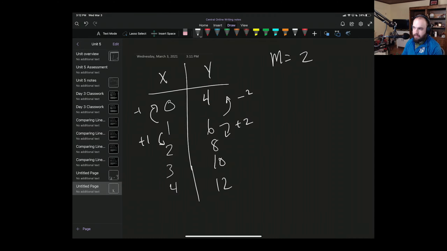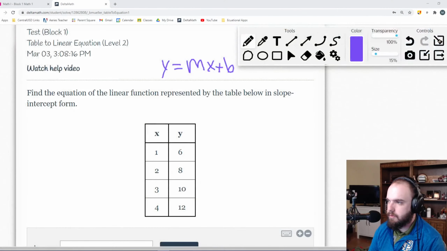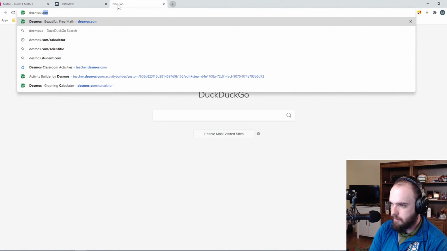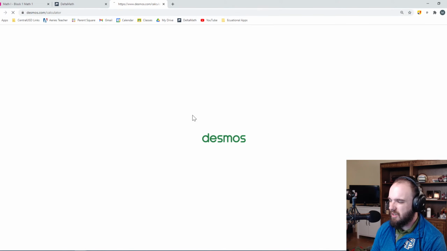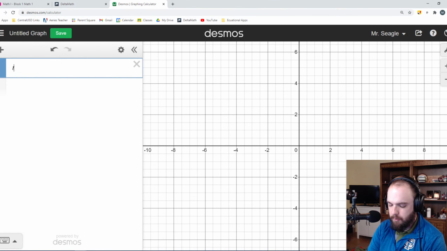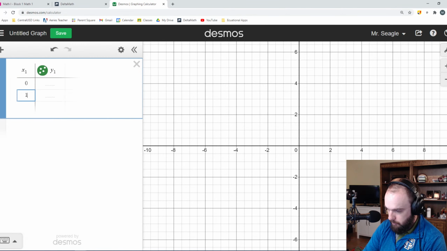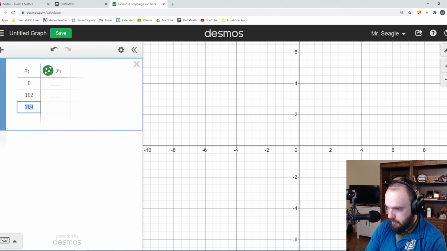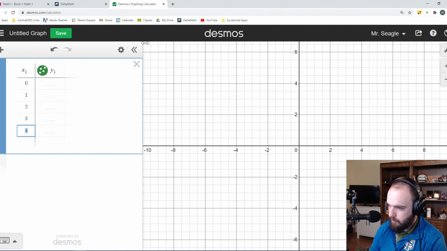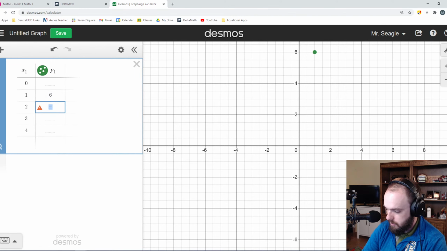Right? Another way we could have done this is by using Desmos, right? So remember, you can always use Desmos in my class to double check your work. So just go to desmos.com. It'll look like this. Just hit graphing table. Remember, if you want to make a table really quick, you just hit table. I'm just going to plug in 0, 1, 2, 3, 4. And then we had positive 6, positive 8, positive 10, positive 12.